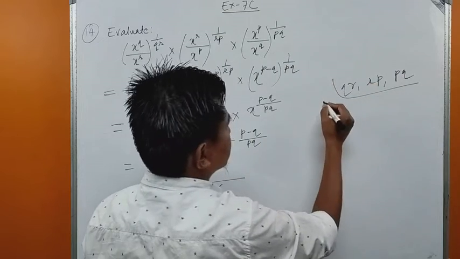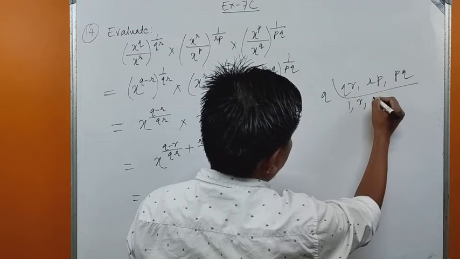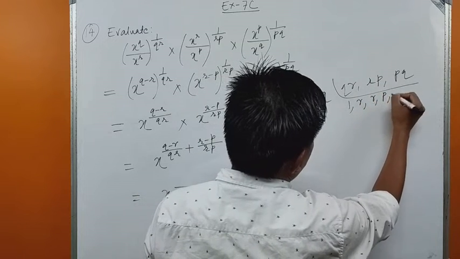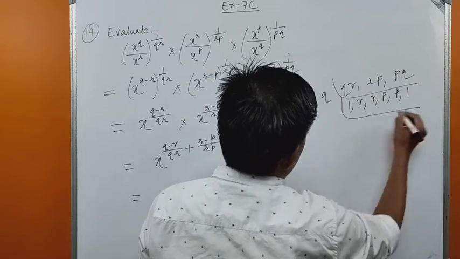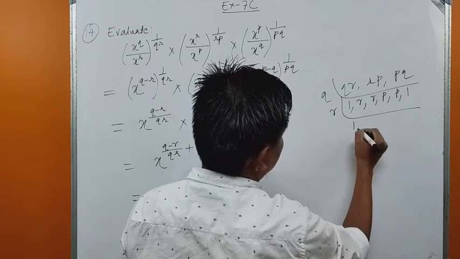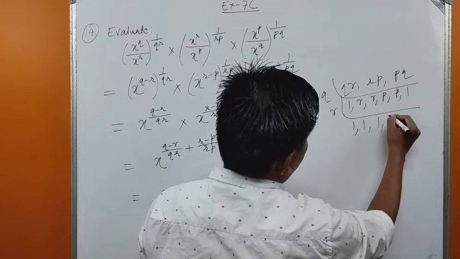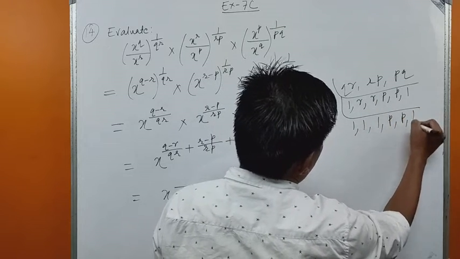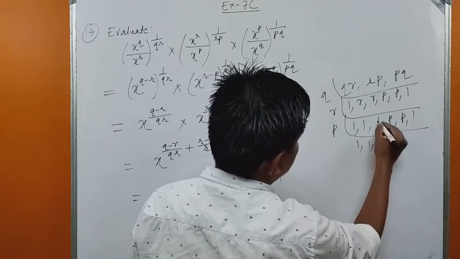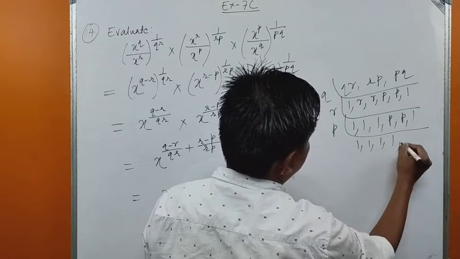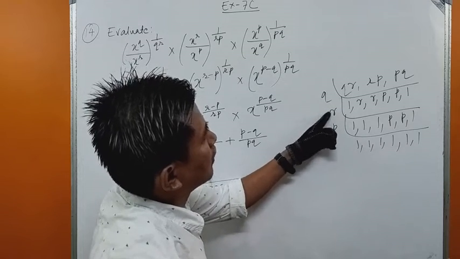When we take the LCM, suppose we start with q, q's are common, now this r comes here, this r comes here, this p comes here, this p comes here. Now we start with r, this one comes here, r's are common. Now p, and this one comes here. Now we do p, this one we bring down, p's are common. So the LCM will be q into r into p, that is pqr.